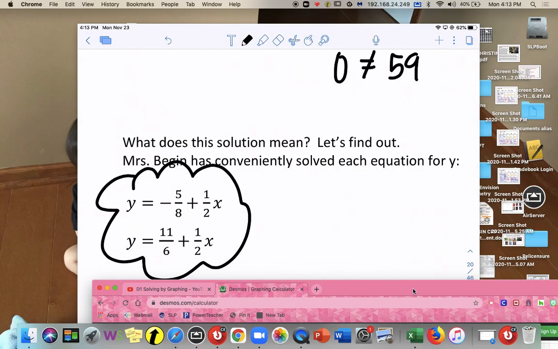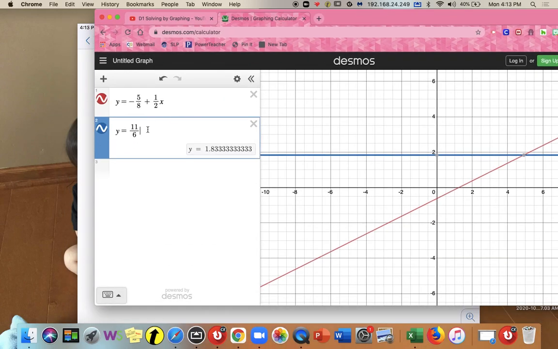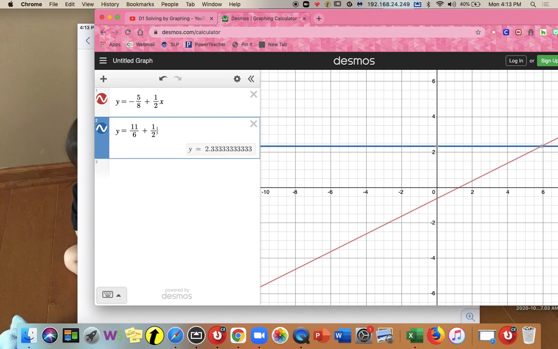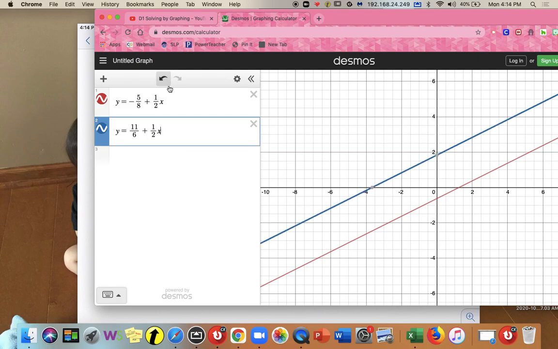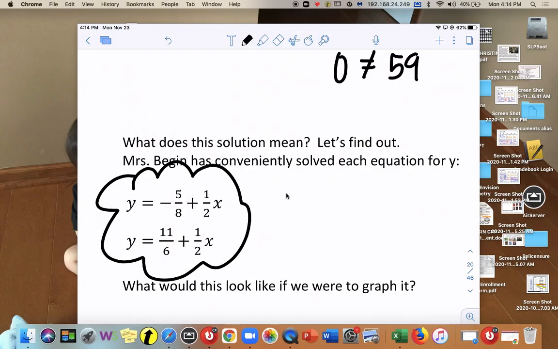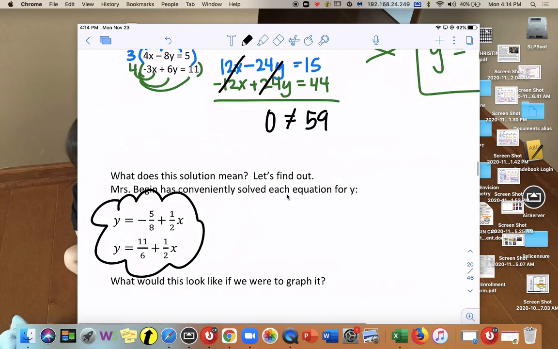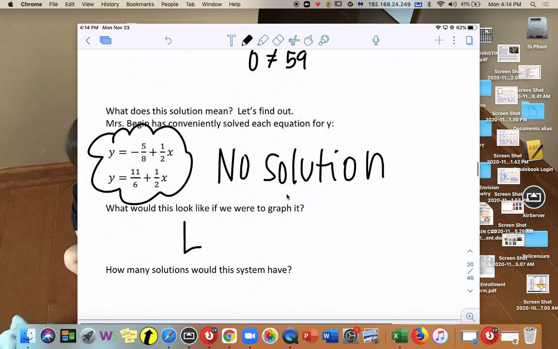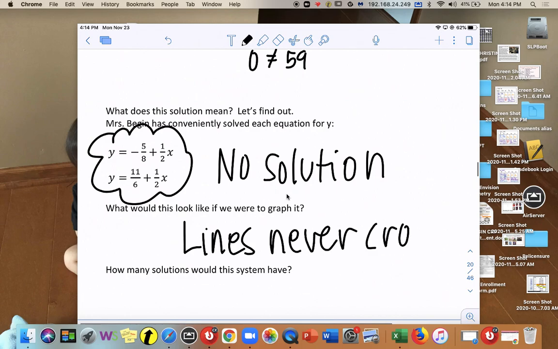y equals 11/6 plus 1/2 x. And as you can see, both equations have the same slope, so they're parallel, but they have different y-intercepts. And parallel lines never cross. So if I ask you to find the solution and you get 0 is equal to a number, which 0 is never equal to a number, you're going to say there's no solution. Why is there no solution? The lines never cross.